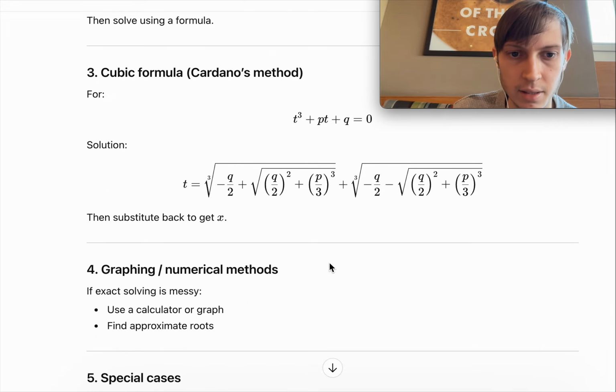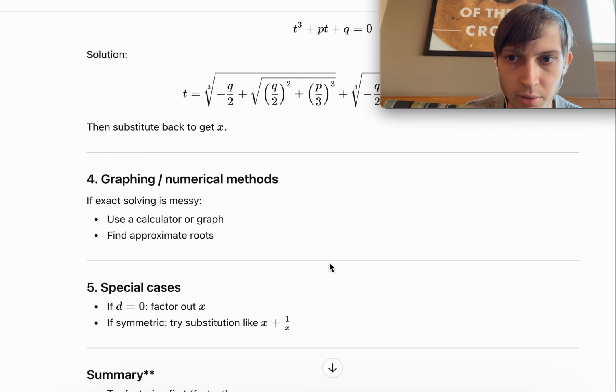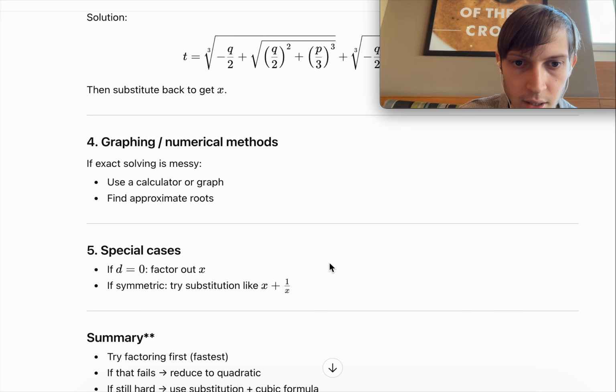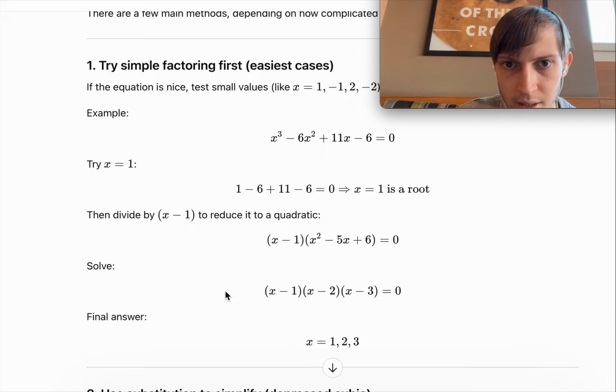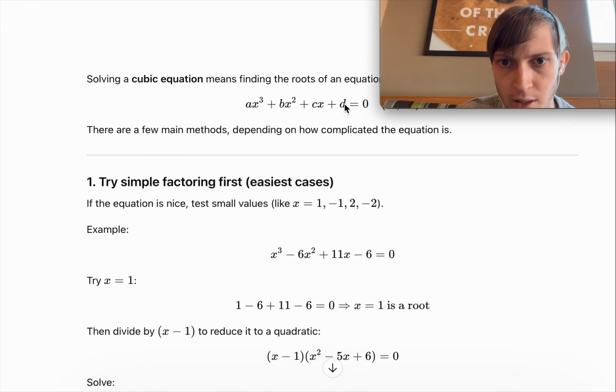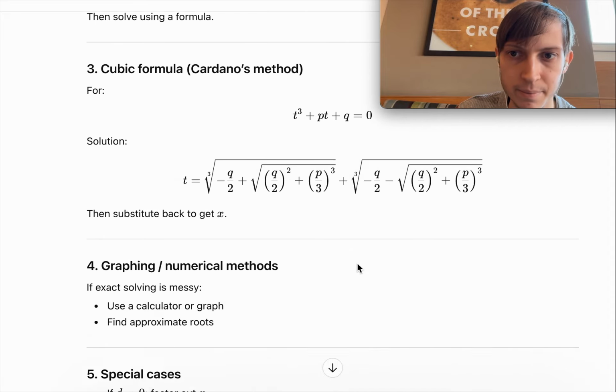That's an interesting insight. Graphing and numerical methods: that's graphing it out and then tracing back the result, but it's not exact algebraic, let's say. Use a calculator or graphs to find approximate roots. Special cases: if d is 0, factor out x. So where is d? If d is 0, the base case is that there's no constant term, the x to the 0 degree.